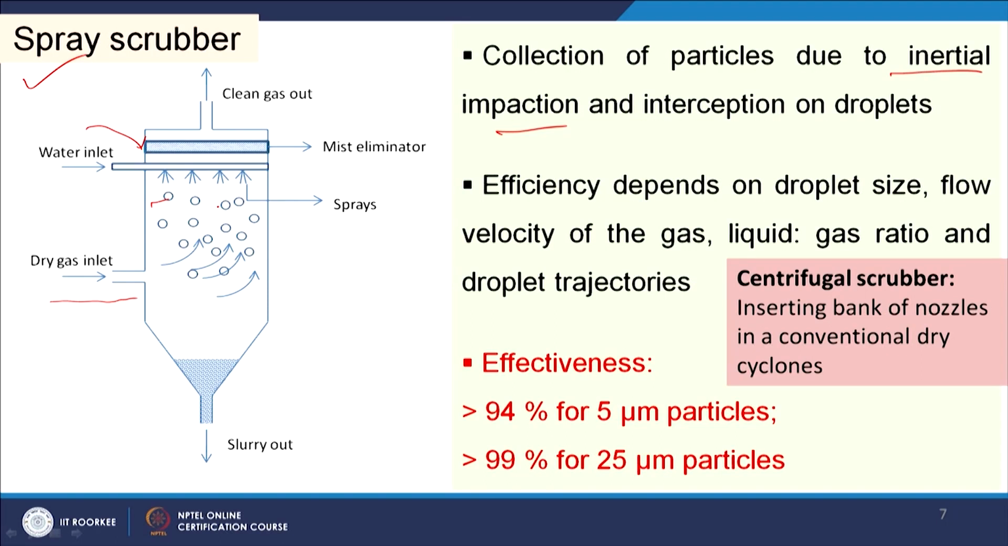So, it will settle, and in this case no packed bed is used, only a spray scrubber. Its efficiency is, say, 94% for 5 micrometer particles and greater than 99% for 25 micrometer particles. The efficiency of this system depends on droplet size, flow velocity of the gas, and liquid to gas ratio. These are the factors which influence the efficiency of the system.